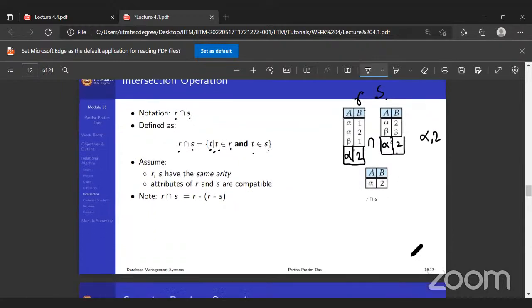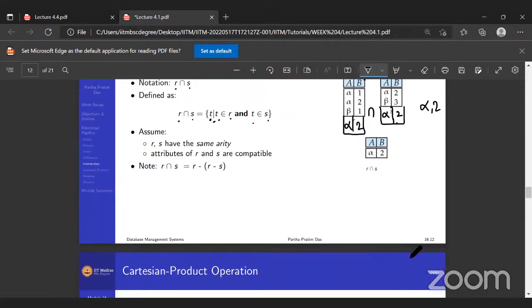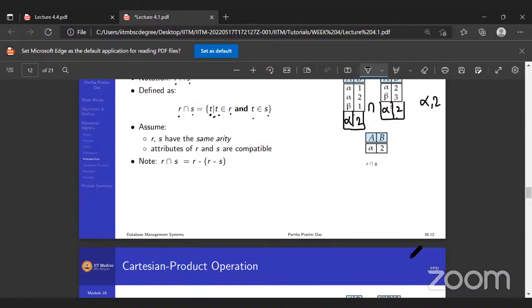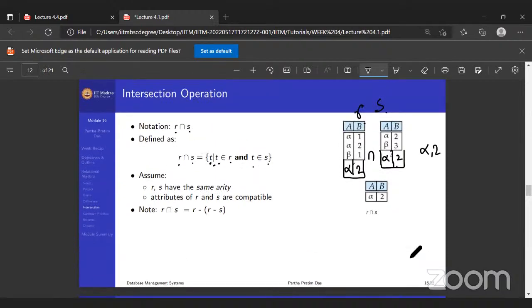So again, the answer is the same for the set operation. But what is the case if no tuple is in common in R and S? Then phi will be the result. Empty set, right? Okay, empty set.